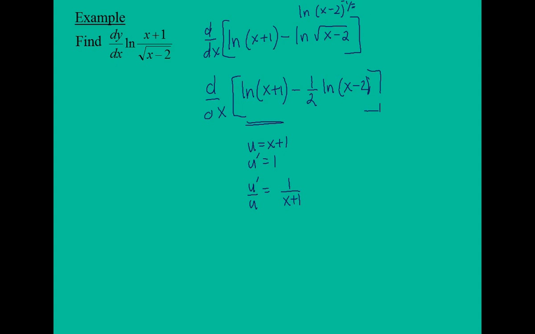Likewise with the second term. Now this 1/2 is just a coefficient, so we can find the derivative of natural log of (x minus 2) and then multiply it by 1/2. And again, if we let u be the inside function, u prime is just going to be 1. So u prime over u would equal 1 all over x minus 2. And then we would multiply that by 1/2. So our derivative would be 1 over x plus 1 minus 1/2 times 1 all over x minus 2.